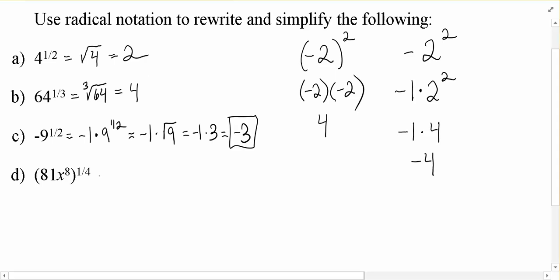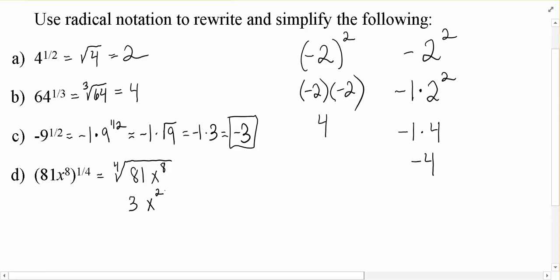On to example D. The 1/4 power means the fourth root. We have 81 x to the 8th. The fourth root of 81 is 3. The fourth root of x to the 8th is x squared.